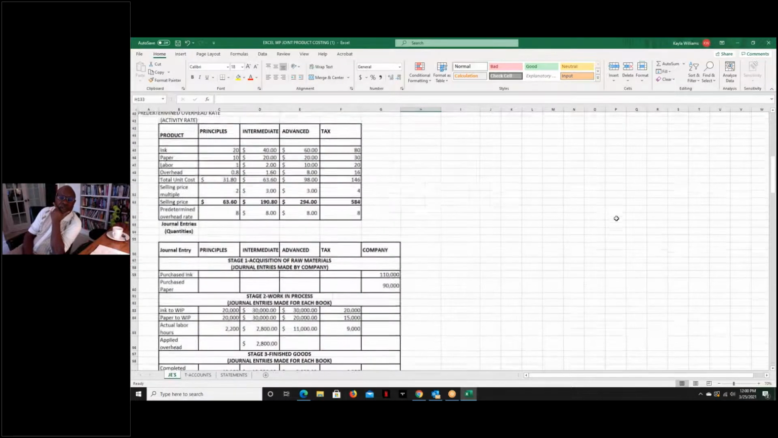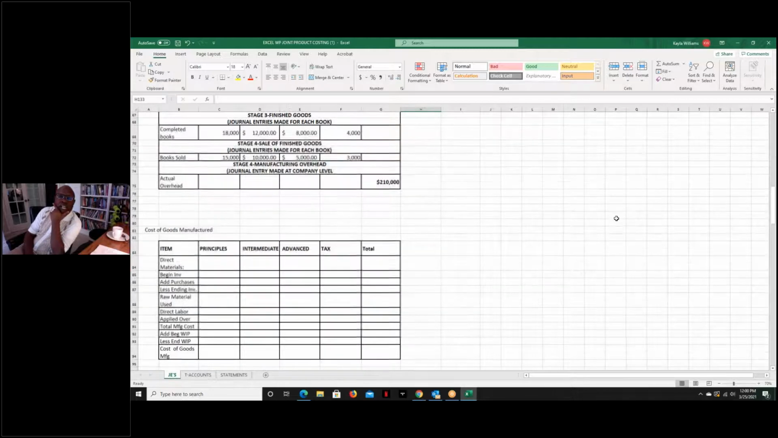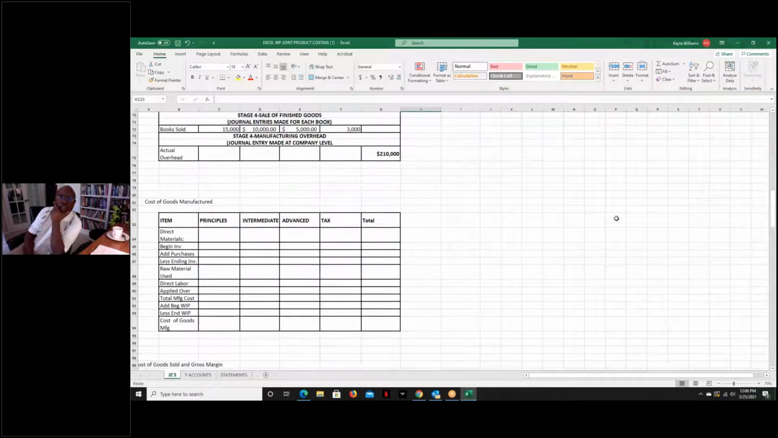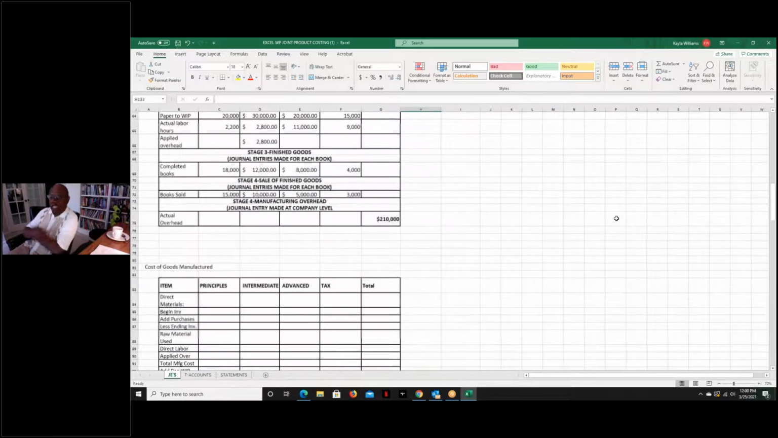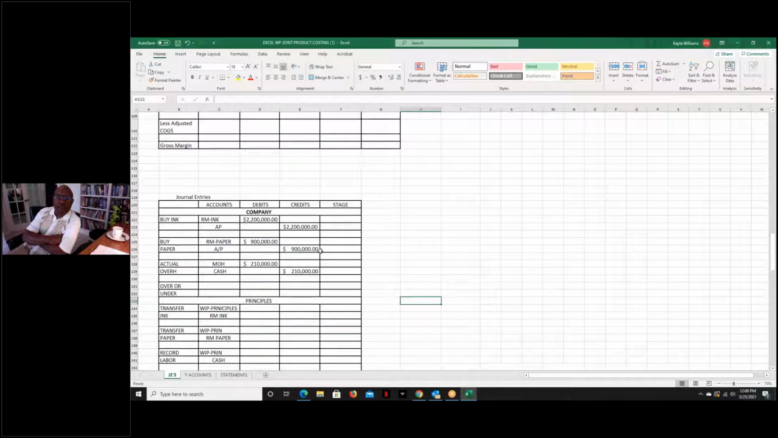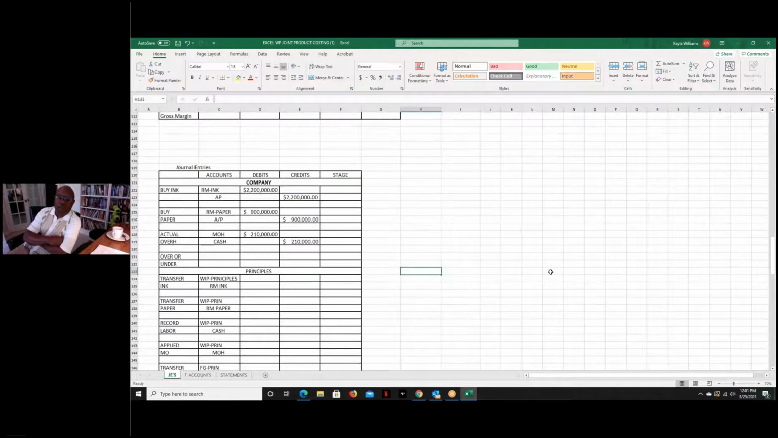Oh, okay. And right, stop for a second. You see that actual overhead? That's your third entry. Eventually, she's gonna make the entry for over applied overhead, right? Ain't that on like stage 3 though, or 4? I just said eventually. Oh, okay. She's gonna make that journal entry for me at the appropriate time.